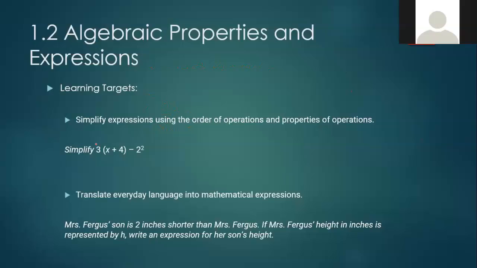Your learning targets for 1.2 were that you could simplify expressions using the order of operations and properties of operations. So let's go ahead and look at this example together that hits the learning target there. Okay, and you're doing this along in your notes. So in your notes, you're saying, okay, this is 1.2, and then you're going to write the problem down. This is the problem I'm doing for 1.2.